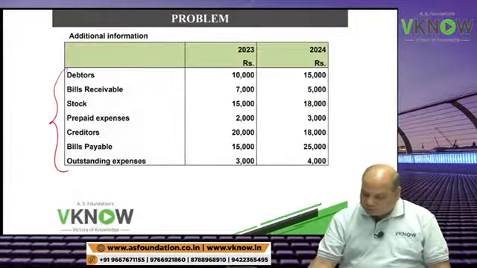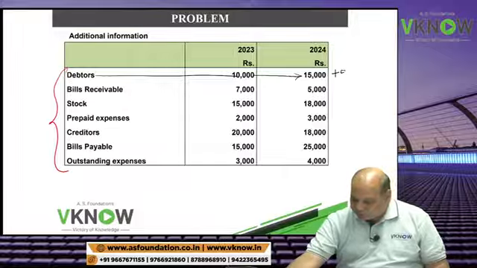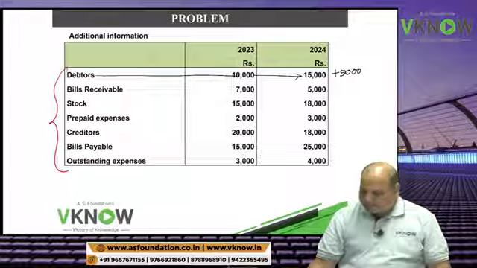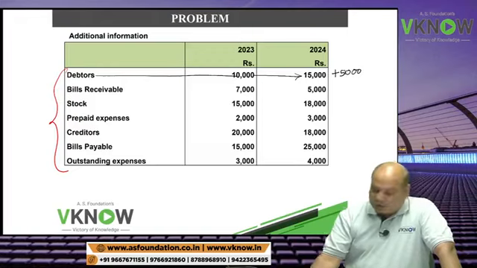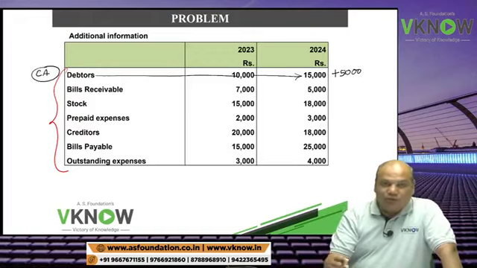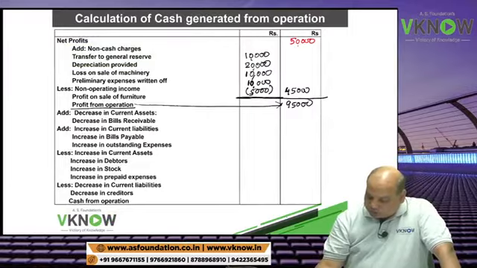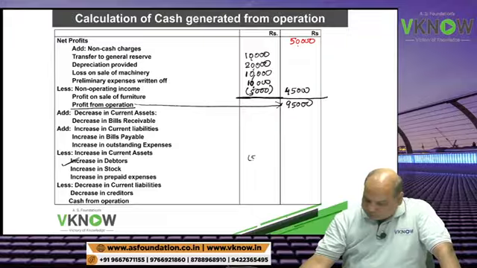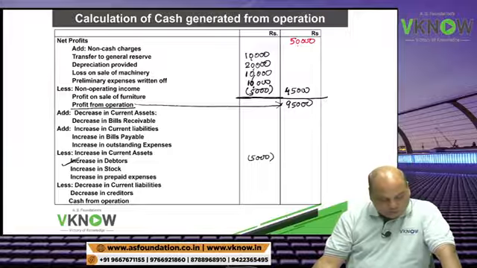There is another table. You can see debtor. Opening 10,000, closing 15,000. So there is an increase in debtor by 5,000. Debtor is a current asset. Increase in debtor, decrease in cash flow. So write down 5,000 rupees negative.